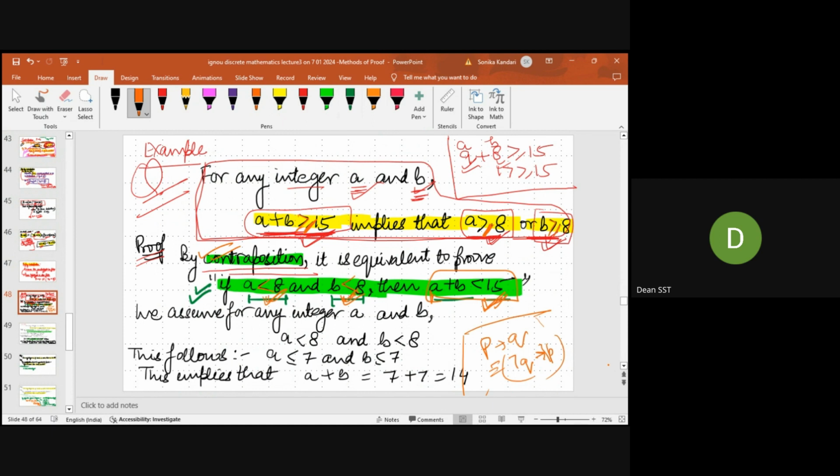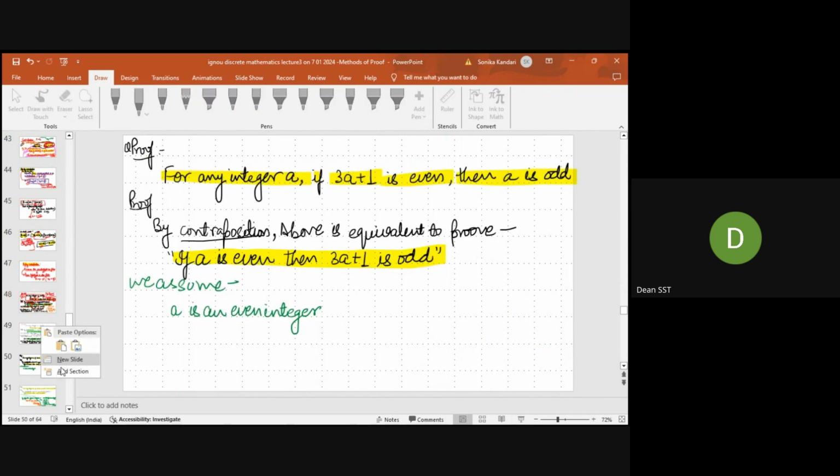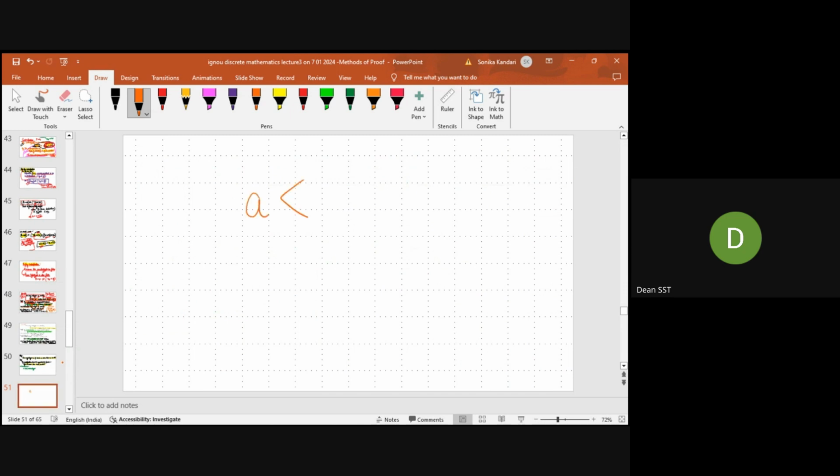Now, very simple. We assume for any integer A and B, A is less than 8 and B is less than 8. Fine. Is it clear? So A less than 8, what does it mean? If we write A is less than 8, what will be the numbers? 1, 2, 3, 4, 5, 6, 7. It means A is less than or equal to 7.